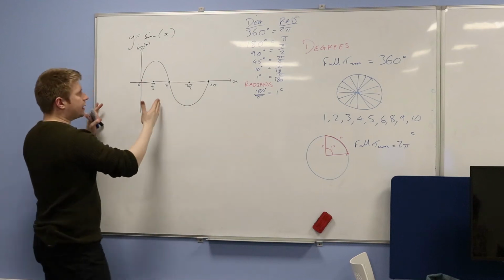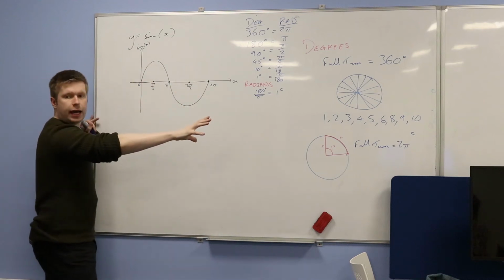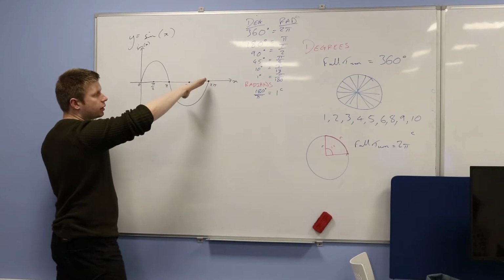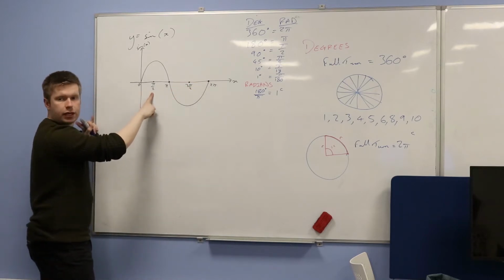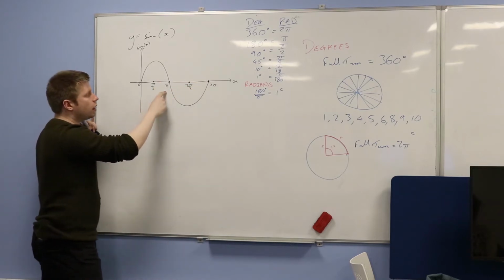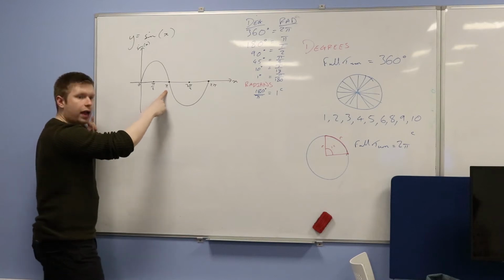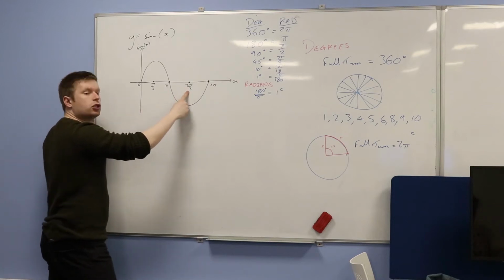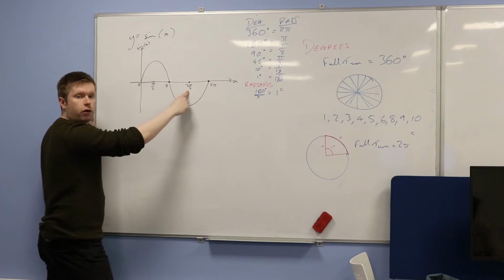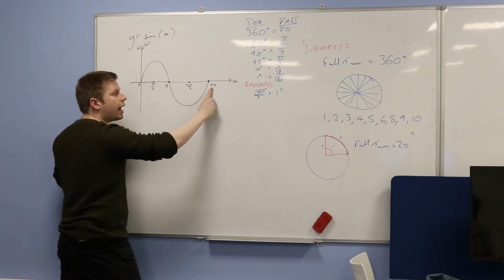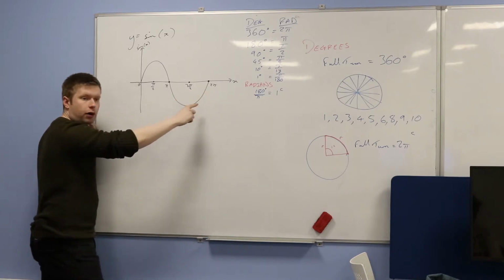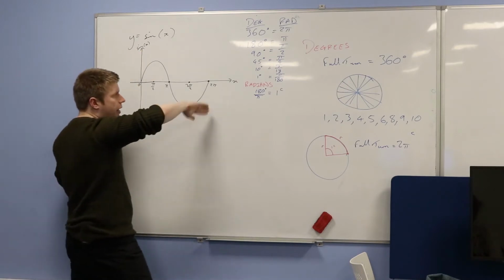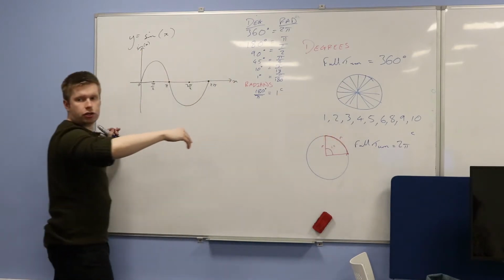So basically, with my y equals sine x graph, it should look like this. That would ordinarily be 90 degrees, which is pi over 2 radians. That's 180 degrees, which is pi radians. That's 270 degrees, which is 3 over 2 pi radians. And that is 360 degrees, which is 2 pi radians. And then it's just going to repeat again and again in both directions.